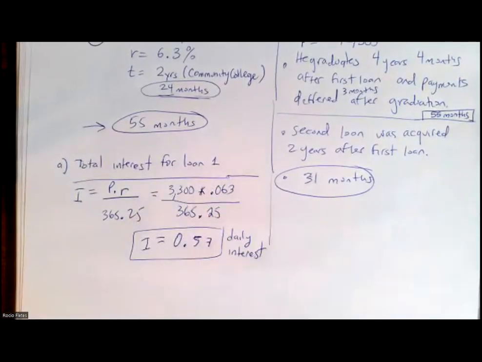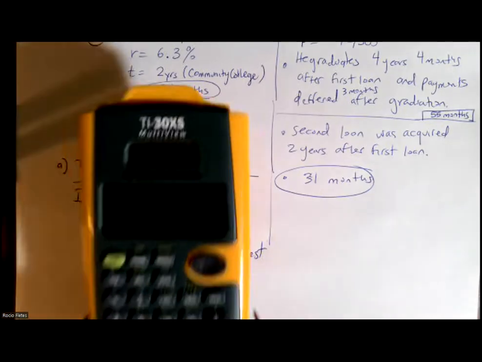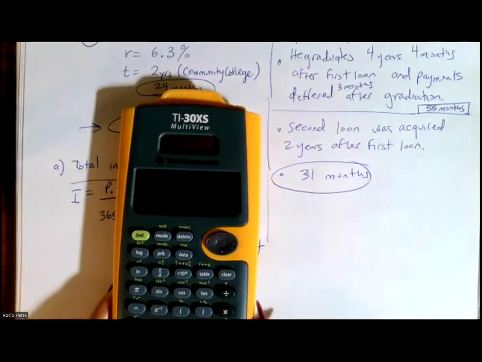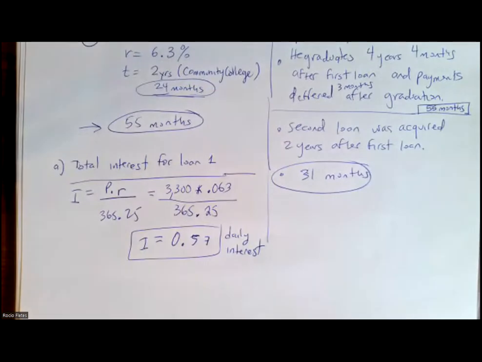Okay. So make sure you check my numbers. Daily interest. So it's 3,300. Let me check it again. 0.063 divided by 365.25. And yeah, if you round, I'm getting 0.569199179. So you round to the nearest cent, you get 57 cents.